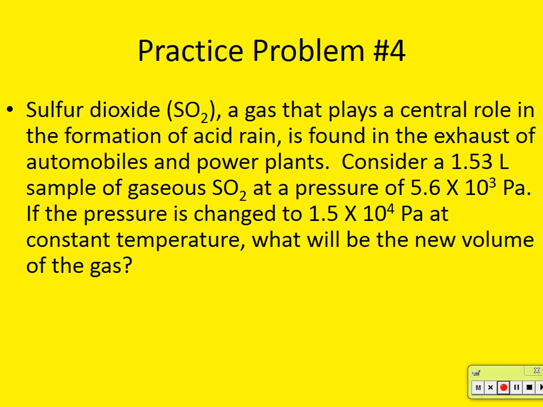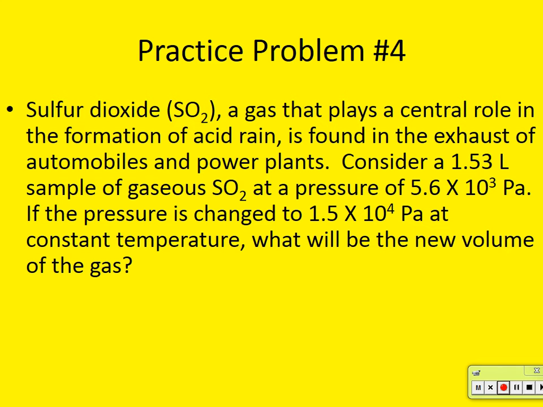It says sulfur dioxide, which is SO2, is a gas that plays a central role in the formation of acid rain. And it's found in the exhaust of automobiles and power plants. So it's a pollutant. It comes out of exhaust. Consider a 1.53 liter sample of SO2 gas at a pressure of 5.6 times 10 to the third pascals. Then it says, if the pressure is changed to 1.5 times 10 to the fourth pascals at constant temperature, what will the new volume of gas be?